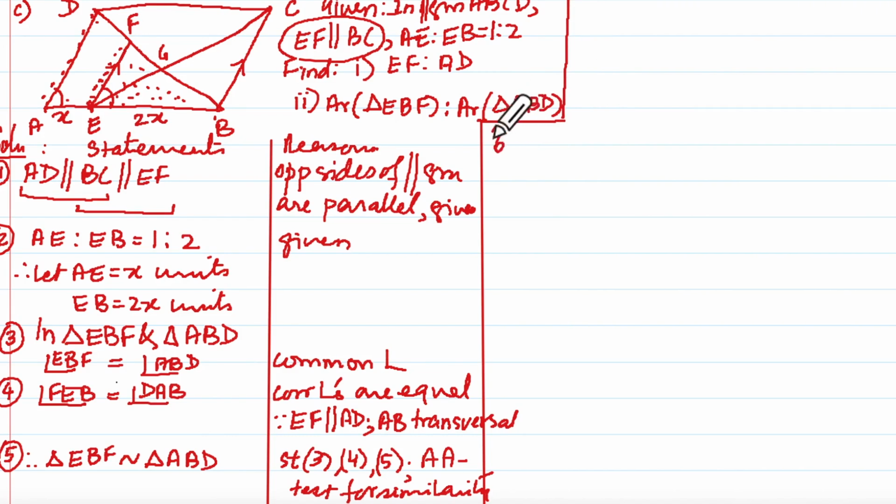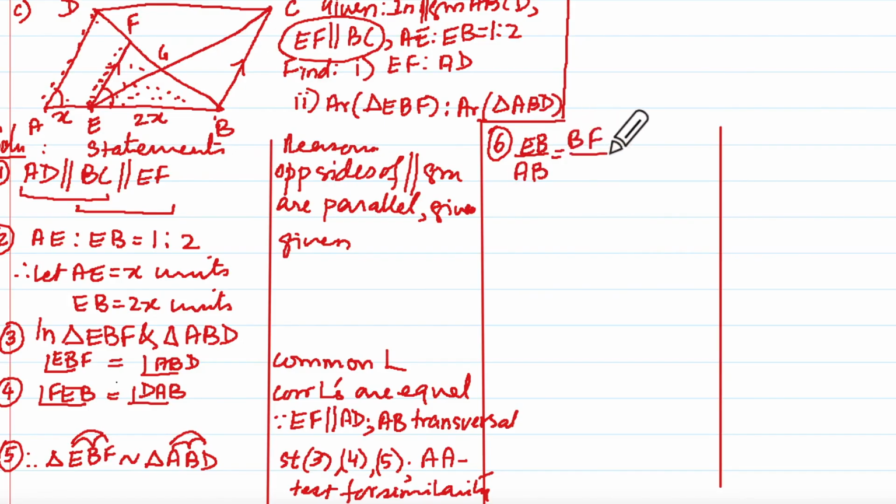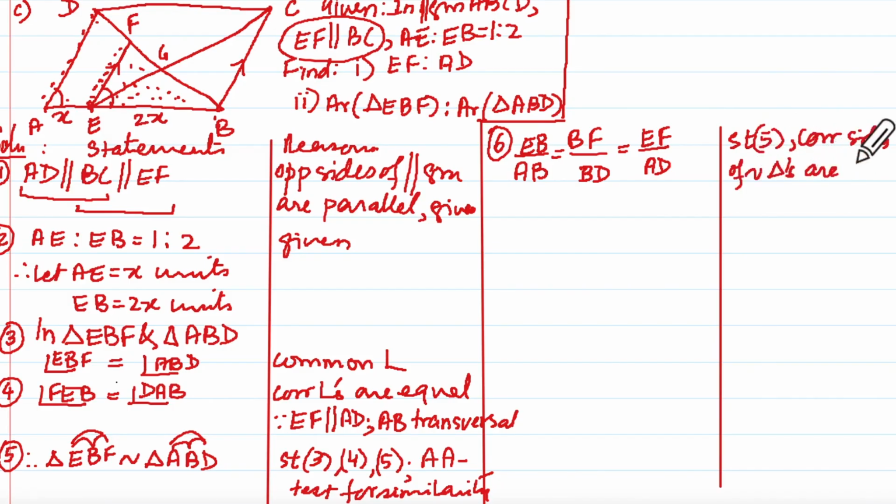Then we come to statement number 6. For statement number 6, we will say the corresponding sides will be in proportion, meaning EB upon AB is equal to BF upon BD is equal to EF upon AD, and I'll say from statement 5, corresponding sides of similar triangles are in proportion.